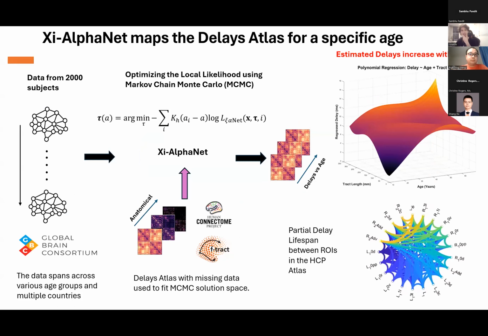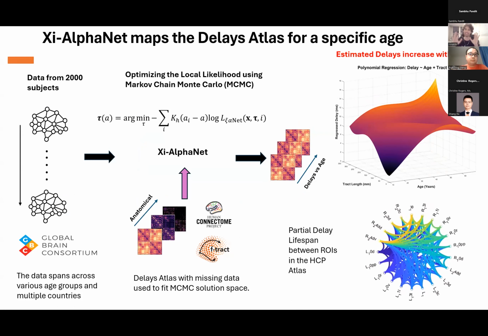So the first result is that we can use the Shiang-Hu model. This is the first result. What we can do with this model is use it to map a delay atlas at a specific age. So how do you do this?